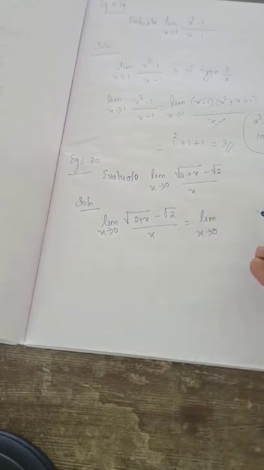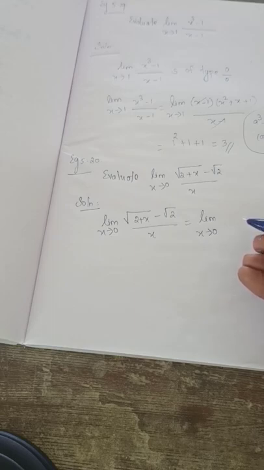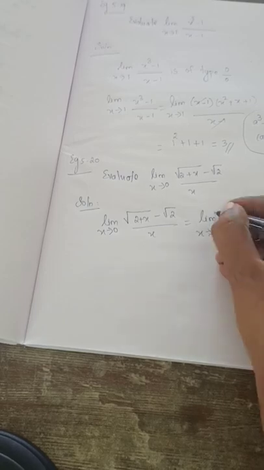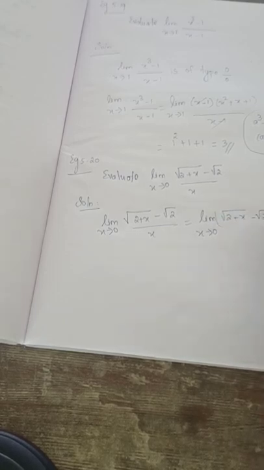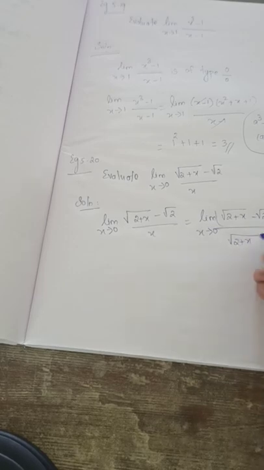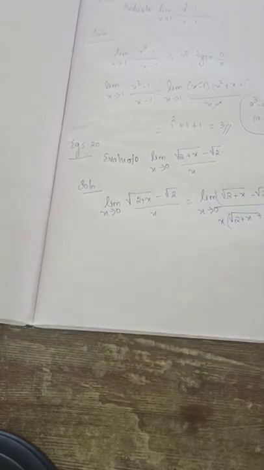So here what we are going to do is multiply both the numerator and denominator by the conjugate. So (square root of 2 plus x minus root 2) into the conjugate (square root of 2 plus x plus root 2), and already x is there in the denominator. Okay, so we are going to multiply both numerator and denominator by the conjugate.